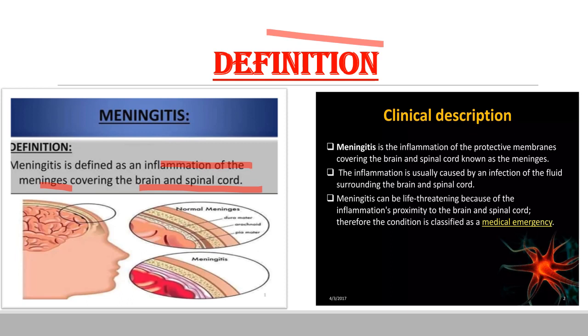The inflammation occurs due to the infection of the fluid covering the brain and the spinal cord, that is CSF. Inflammation is due to the infection of CSF. Then it is a life-threatening disease, so it is considered a medical emergency.